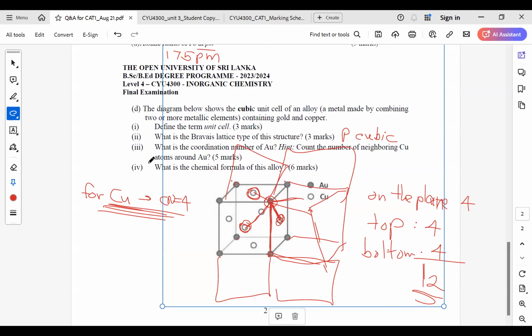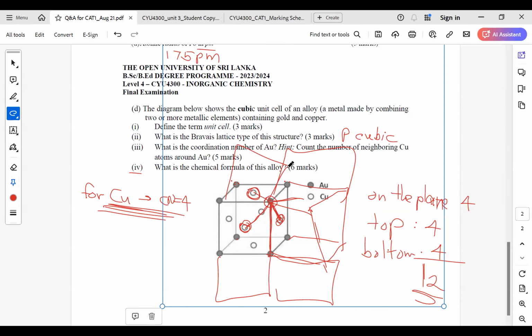The last one, what is the chemical formula? Yes. Excuse me, ma'am, can you explain the second part of this question? Okay, since it is 10:18, let me go to the fourth question and then come back to you. I'll explain it again.